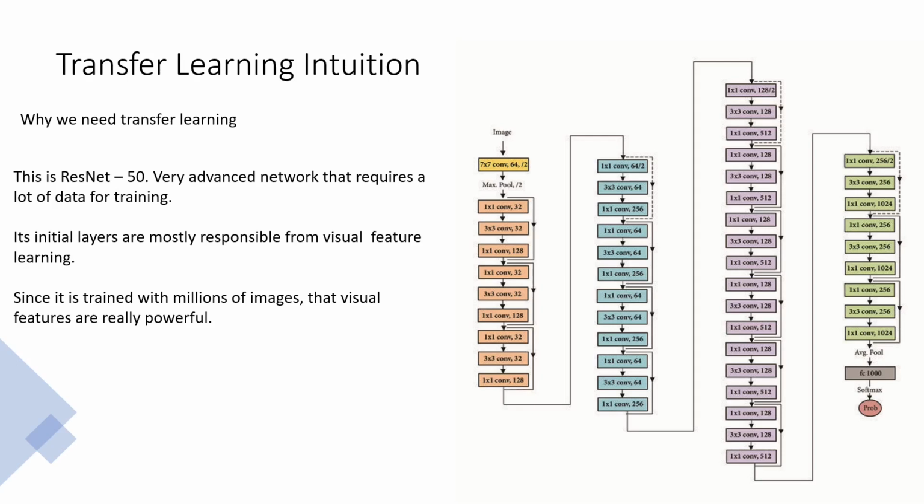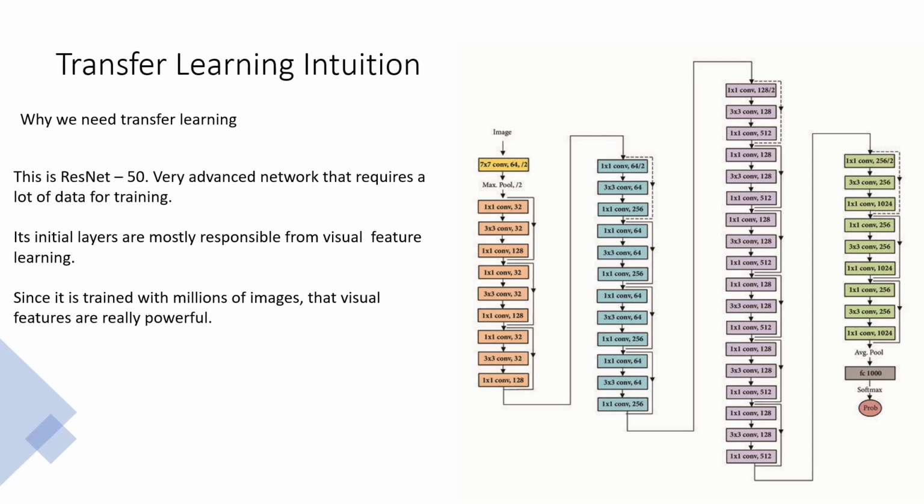And its initial layers are mostly responsible for visual feature learning. As you see, it basically makes a classification decision. That's what ResNet does. But most of the layers, apart from the last layers, are basically responsible for visual feature learning. So you can just use those layers, because their task is basically learning good features that can discriminate things. Okay, so why don't you just use these layers in order to get better results for our own tasks?